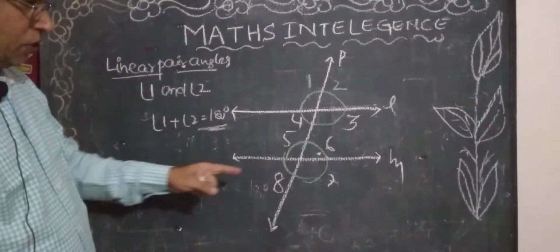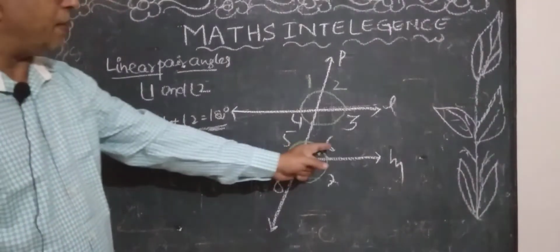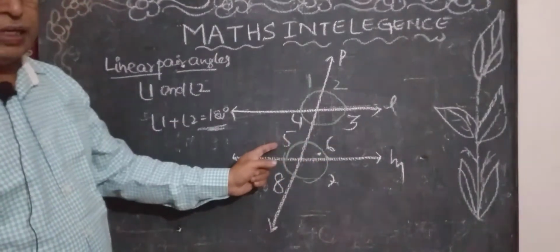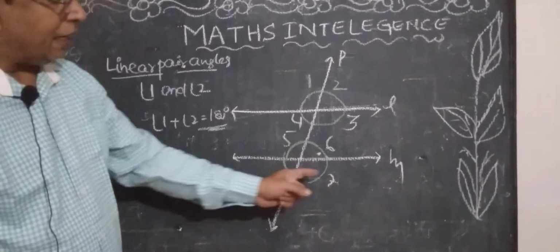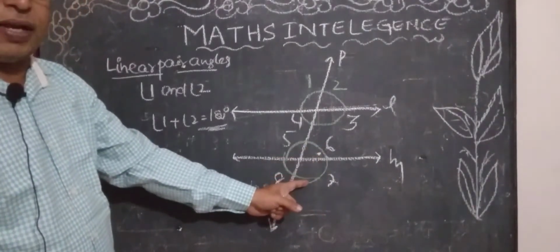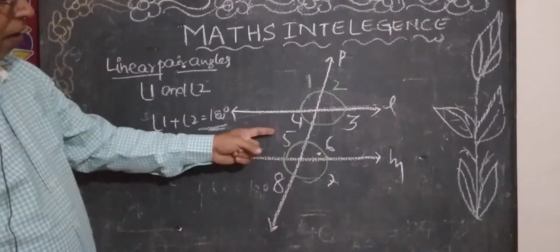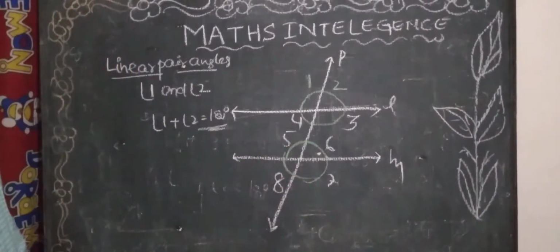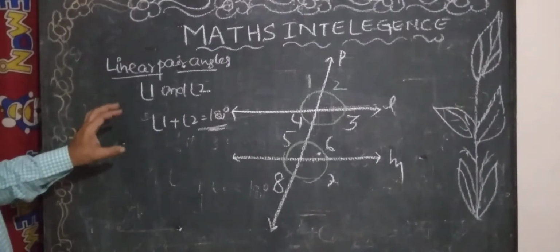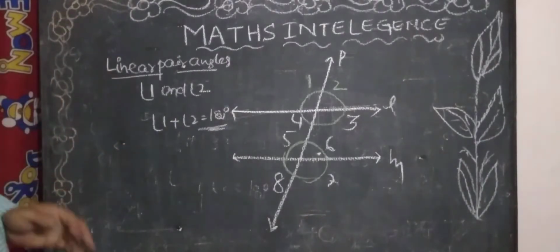And one more example, see. Here there are two angles, angle 5 and angle 6. These are also linear pair angles. Angle 8 and angle 7 are linear pair angles. Angle 6 and angle 7 are linear pair angles. Angle 5 and angle 8 are linear pair angles. So here we can observe that the sum of the linear pair of angles is equal to 180 degrees.